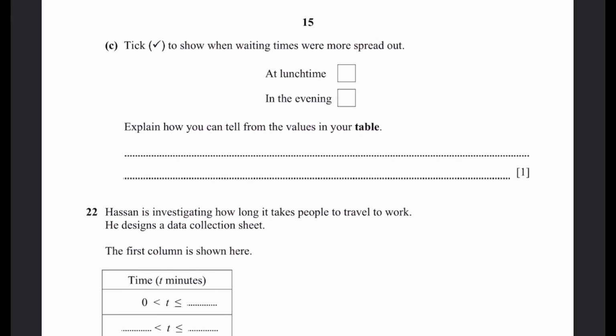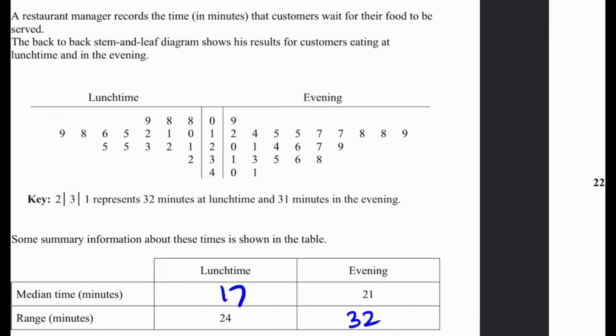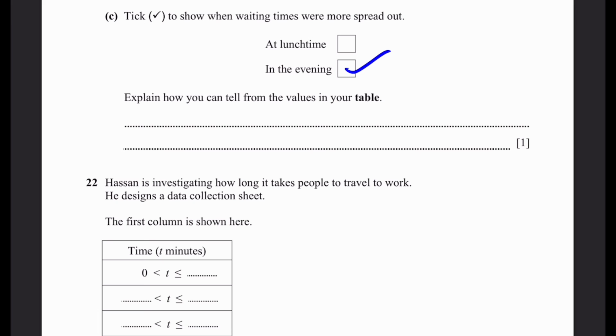C. Tick to show when waiting times are more spread out. Let's see the table again. So now we need to look at the range. 32 is higher, so that's more spread out. Let's tick the evening because 32 is in the evening. Explain how you can tell from the values in your table. Quite straightforward. As I said, if the range is higher, then the values were more spread out. So let's write this. The higher range is in the evening.